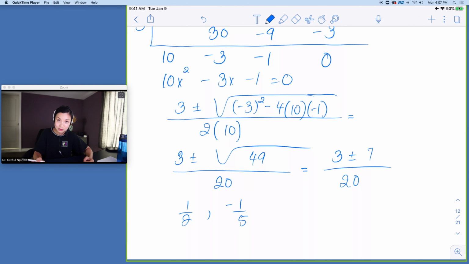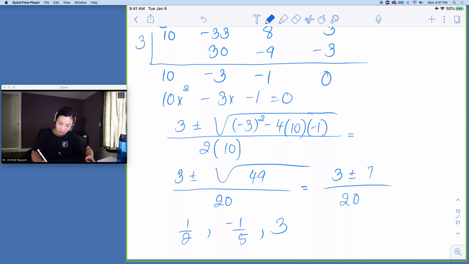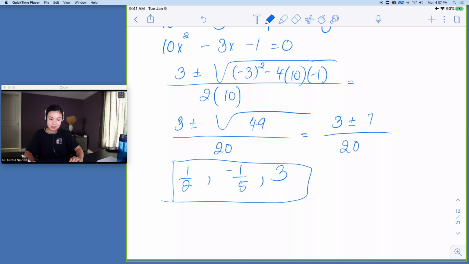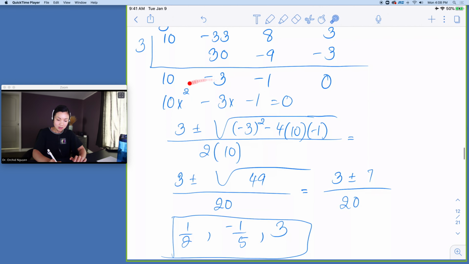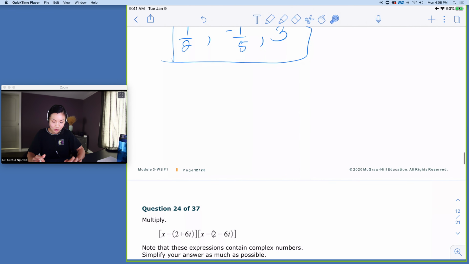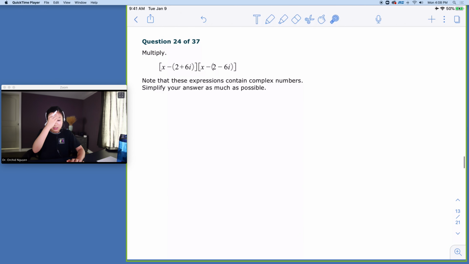I should have tried to factor instead of using the quadratic formula. But anyway, you see that we have 1/2, negative 1/5, and 3. So these are the 0s. Okay. So once again, from the beginning, from the 10x squared, this one, you want to factor, go ahead and factor. I thought we couldn't factor, that's why I tried the quadratic formula. Okay, so multiply here.